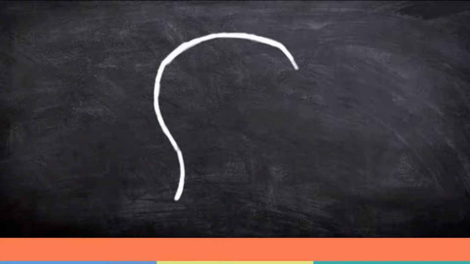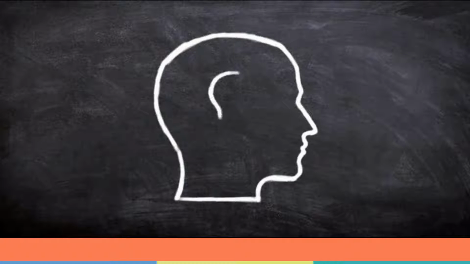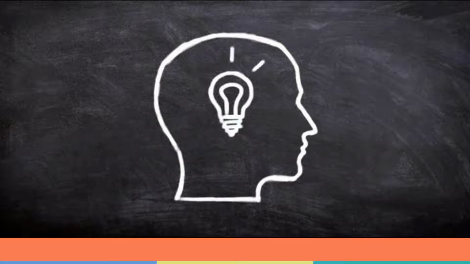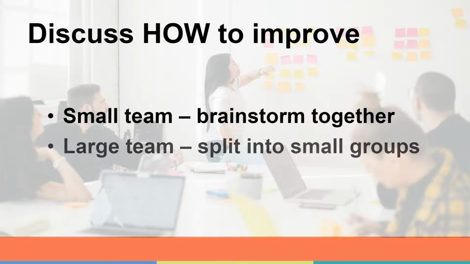At this point, your team should have 3 improvement areas identified. Now it is time to discuss how you would like to improve them. We will start by brainstorming ideas. If you're working with a small team, brainstorm together ideas for how you can improve on each area. If you're working with a larger team, it is helpful to split into groups and give each smaller team an improvement area to focus on.